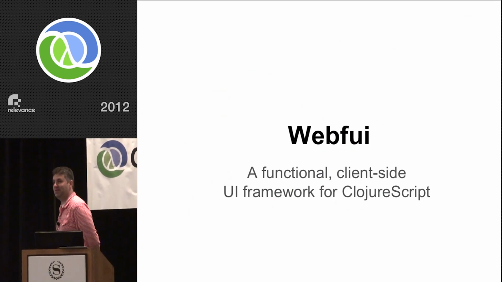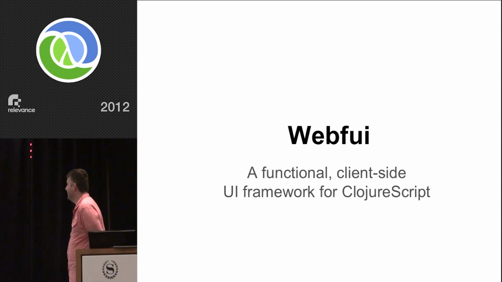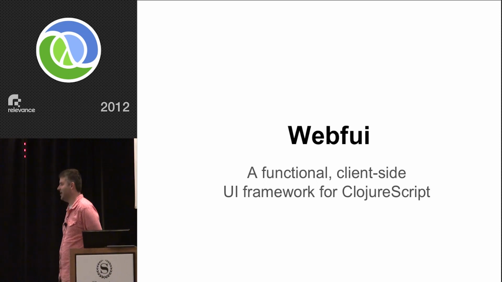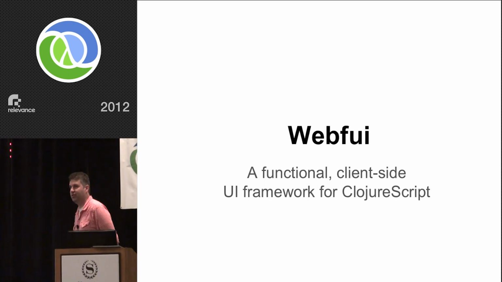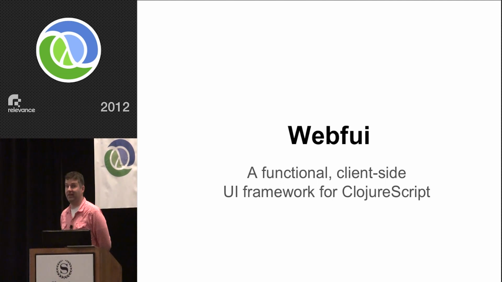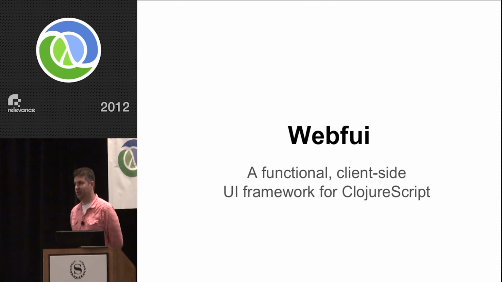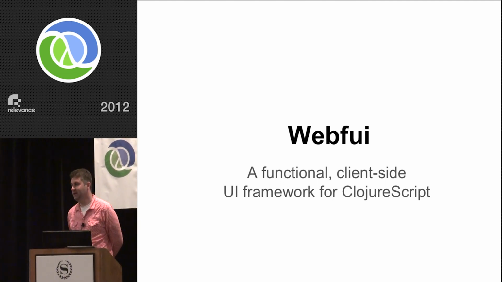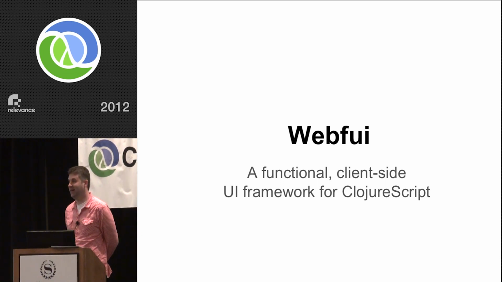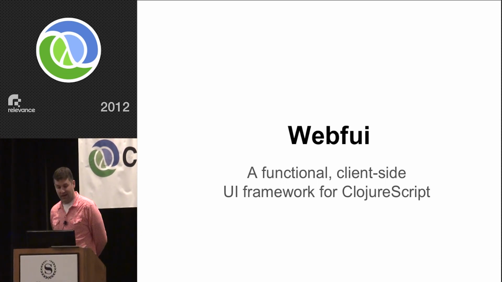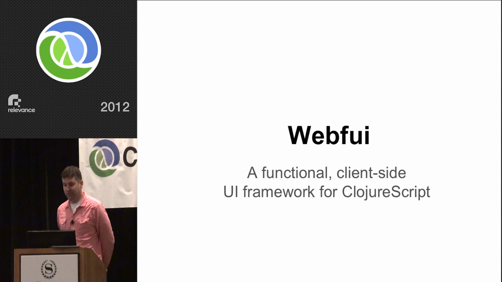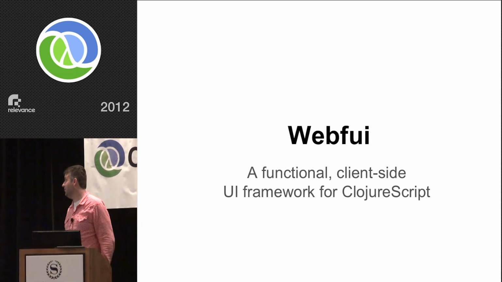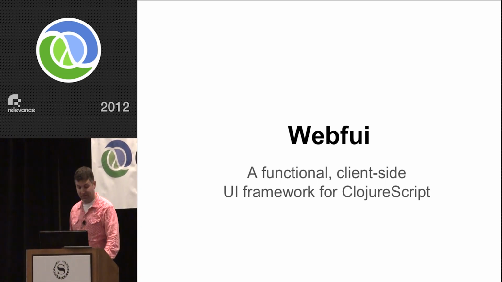All right, I'm going to talk about Web Fui. This is a functional client-side JavaScript framework for ClojureScript. Now, there's a million client-side frameworks. I'm sure if you Google the term yet another JavaScript framework, you'll find 10 different frameworks with that name. So the most important thing when you're looking at a framework is, what were the goals of the designer?